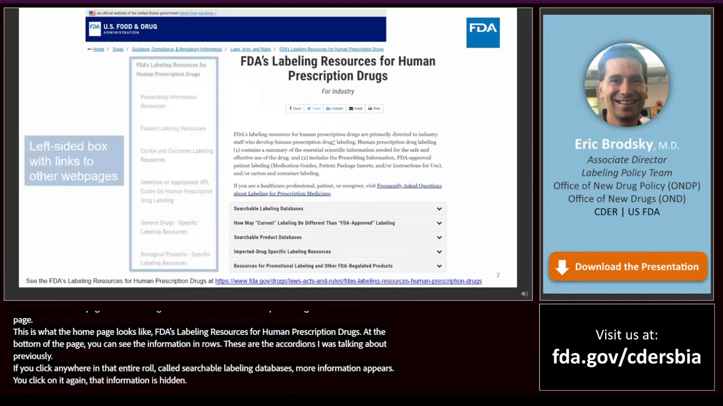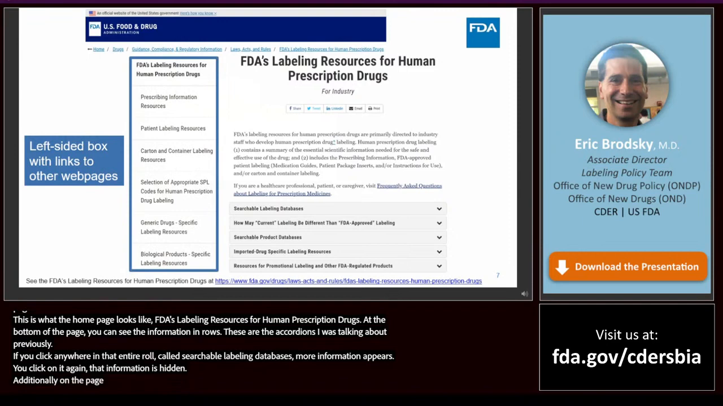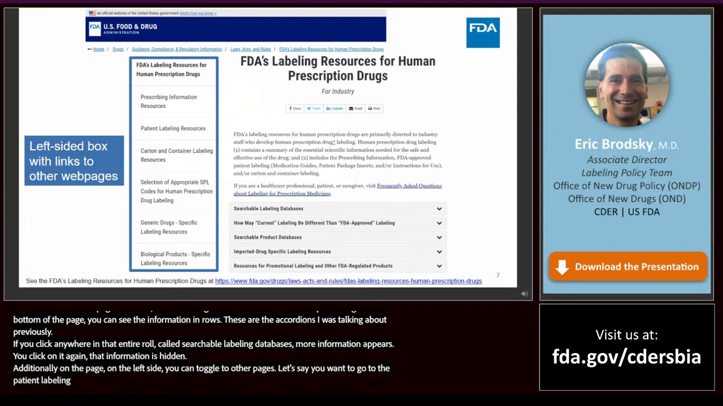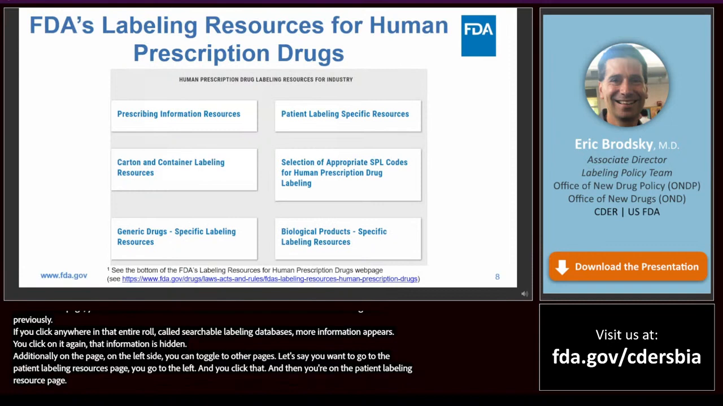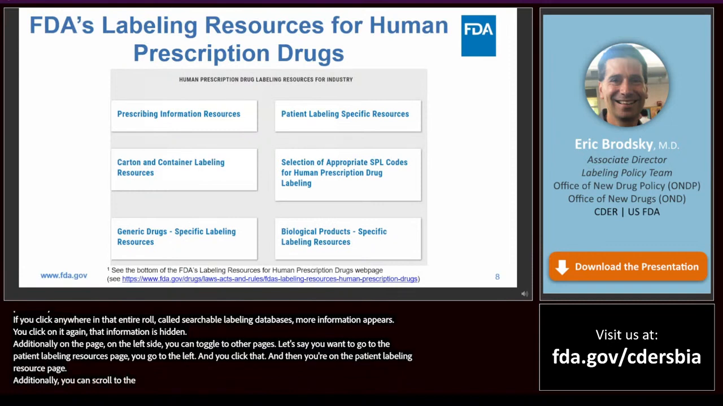Additionally, on the page, on the left side, you can toggle to other pages. Let's say you want to go to the Patient Labeling Resources page. You go to the left and you click that, and then you're on the Patient Labeling Resources page. Additionally, you could scroll to the bottom of the main page and you could click on these links and get to the other pages as well.